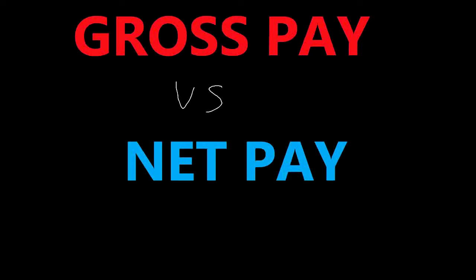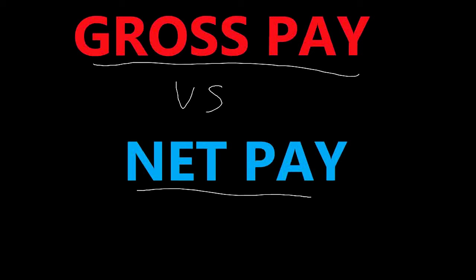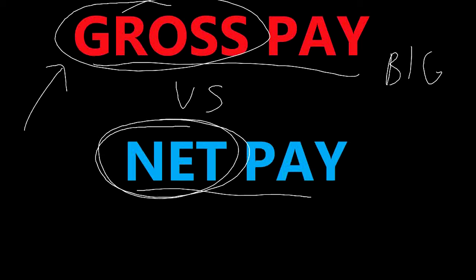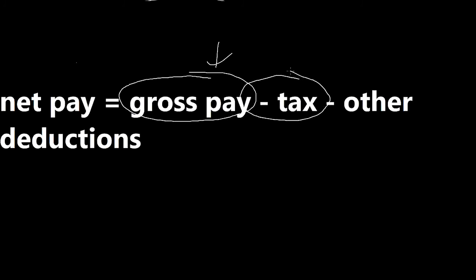Another important concept that you're going to need for this topic is understanding the difference between gross pay and net pay. A good way that I like to think about this is gross, because gross means big in German. That means it is your big amount of pay, without anything being taken away from it. Whereas your net pay is your pay after you have had things like your tax and your deductions taken away. So your net pay equals your gross pay, which was your pay before any of your deductions, minus the tax, and then any other deductions.